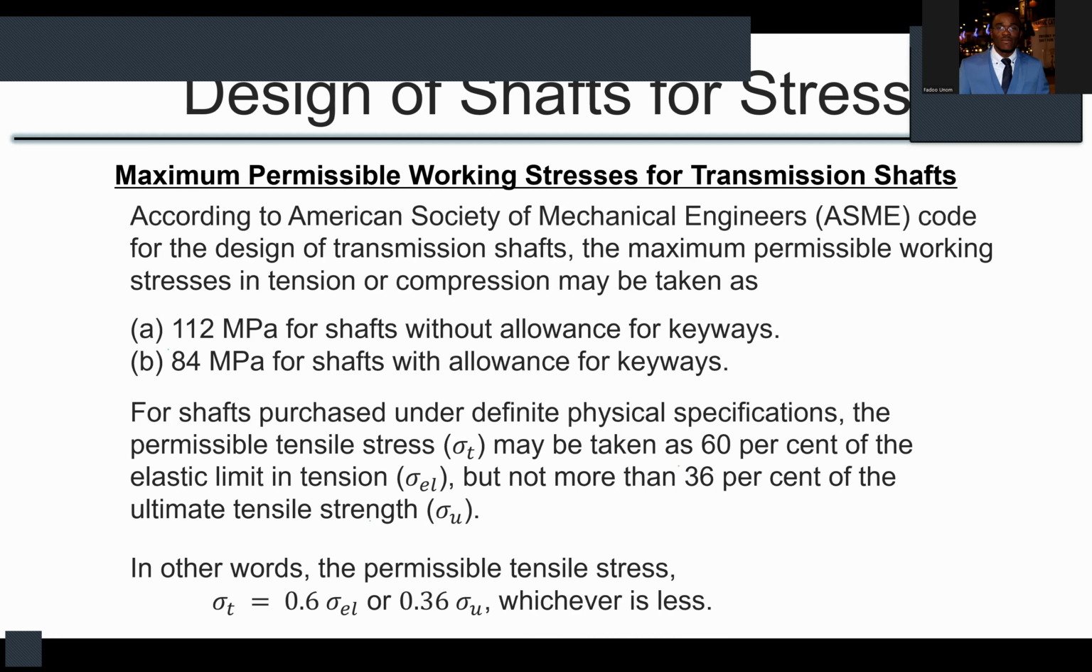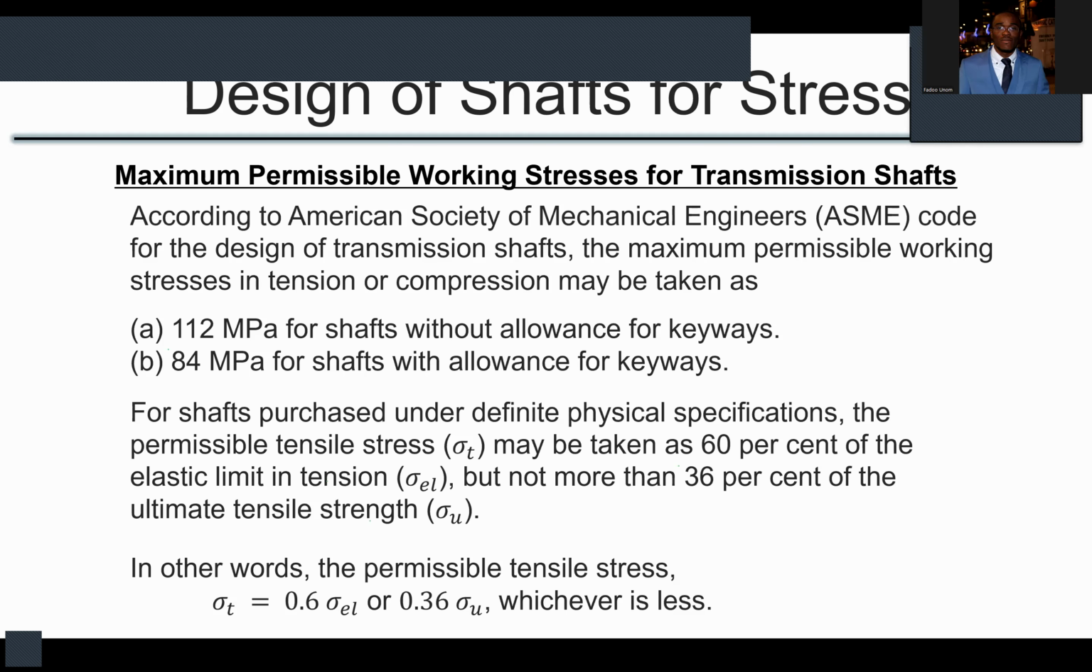Now, let's define a few things. We are going to be talking about maximum permissible working stresses for transmission shafts. We'll talk about all of these, including maximum permissible shear stress, because these are the parameters that we require in our calculation. So what do we mean by the maximum permissible?